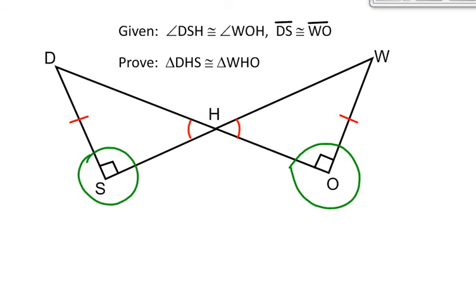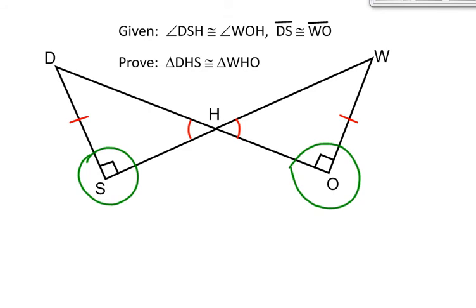Alright, let's take a look at this then. Okay, so what have I got here? Well, I've got my two right angles there, so those are congruent. I'm given my two outer sides there. Those are congruent as well. And I've got my angle DHS and my angle WHO, the two vertical angles, and I know they're congruent. So that's what I know so far. Okay? What else do I need to know to make these congruent?